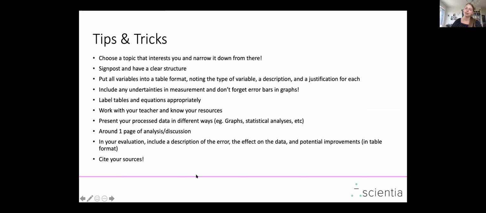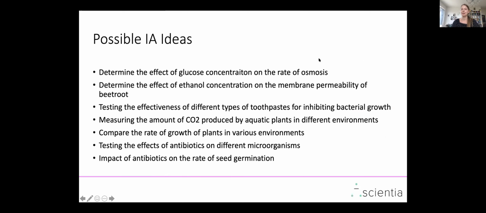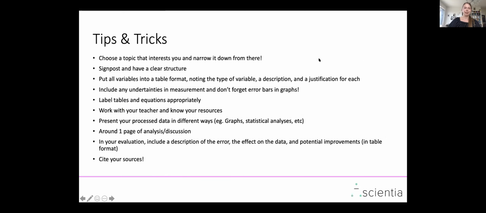So in terms of tips and tricks, these are just sort of my tips and tricks that help me, and also they're general ones from the IB. So first of all, choose a topic that interests you, as I've said. Signposting and having a clear structure will really help the marker be able to give you those points and really tick those marks off for you so that you can get the points.